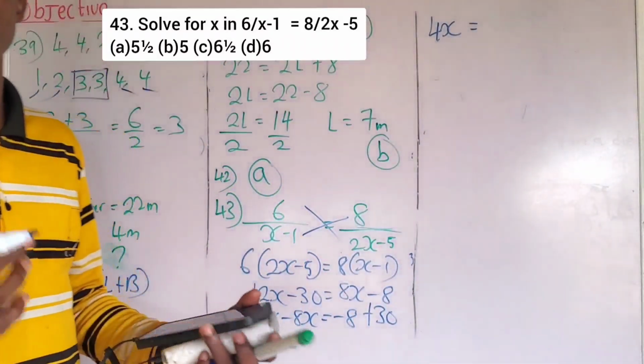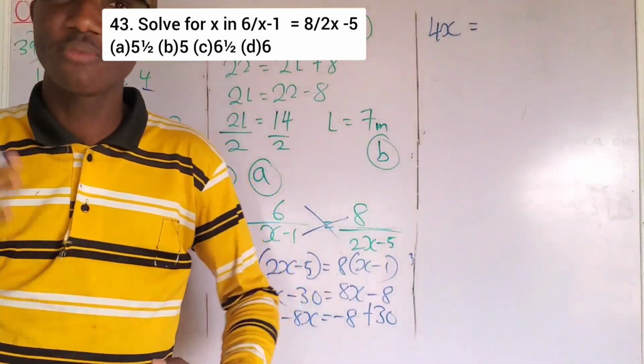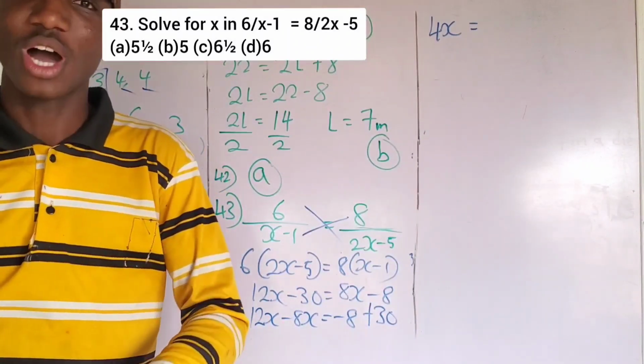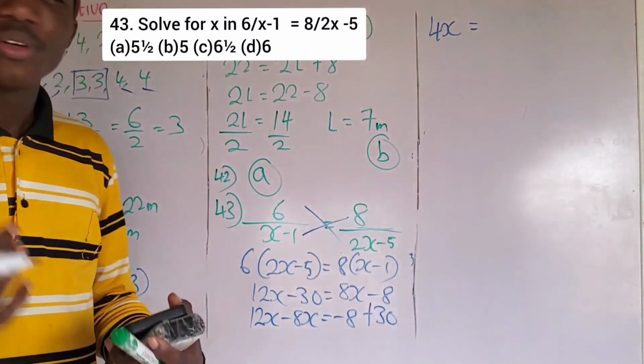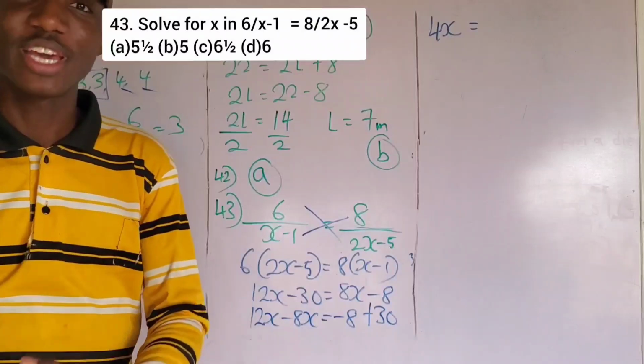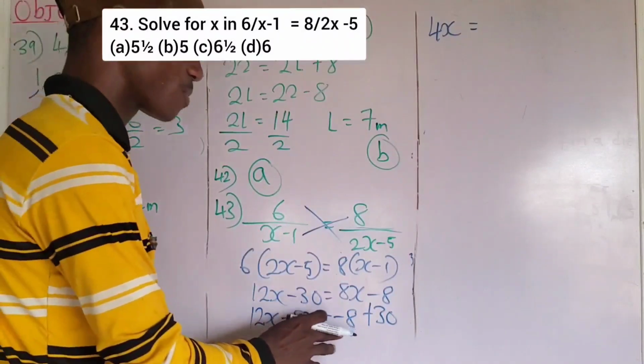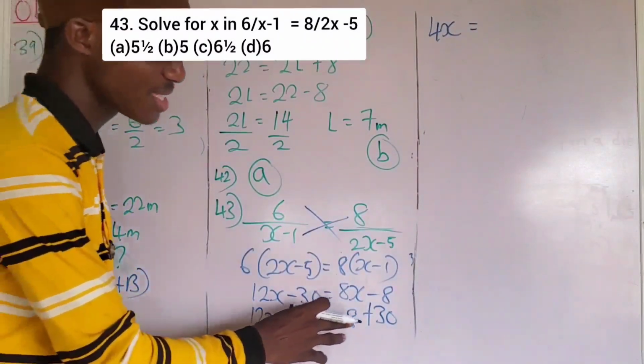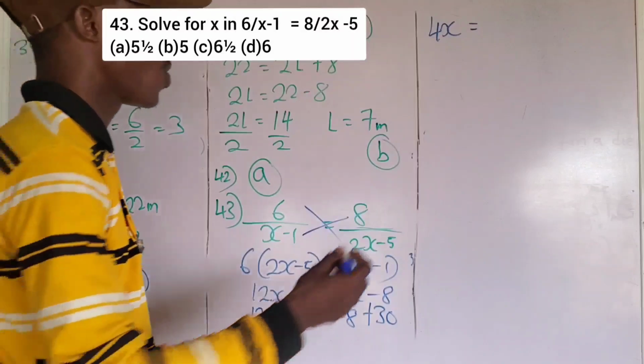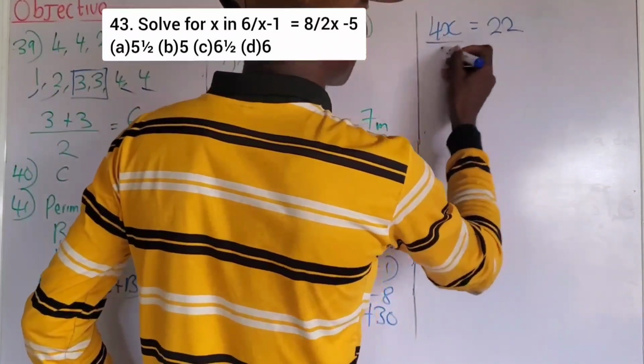Now you are owing someone 8 naira and you have 30 naira. If you give that person 8 naira, how much are you going to have? Yes, it's going to give you a change of 22 naira. You understand? So likewise, if you subtract 8 from 30, you're going to have 22. So I'm going to have 22 here. Divide both by 4.